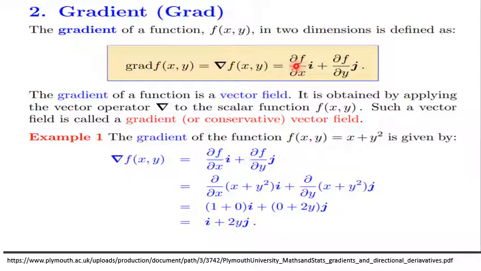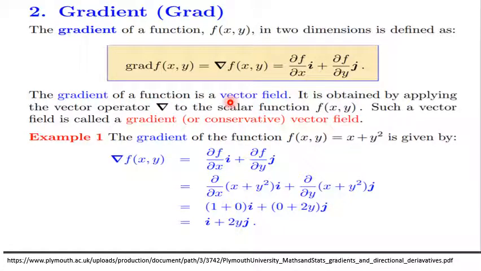So as we know, delta is d upon dx i plus d upon dy j. So when we multiply this function with this delta, what will we get? We will get del f upon del x i plus del f upon del y j. If it is in three dimensions, then one more term comes here, plus del f upon del z k.